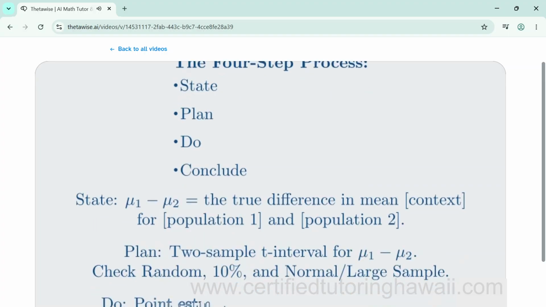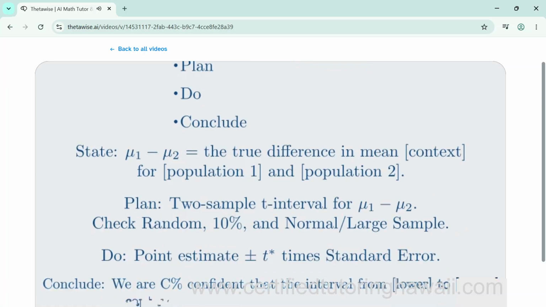Third, do the calculations. You can use your calculator's built-in functions, but it's good practice to write down the values for the sample means, standard deviations, and the degrees of freedom you used. Finally, conclude by interpreting your interval in the context of the problem. If the interval is entirely above or below 0, mention what that implies about which group has a larger mean. By mastering these steps, you'll be able to confidently analyze the differences between any two populations.